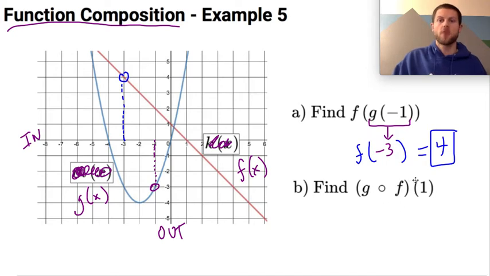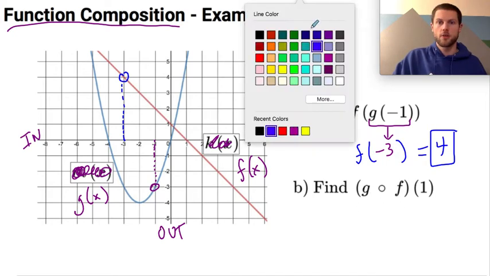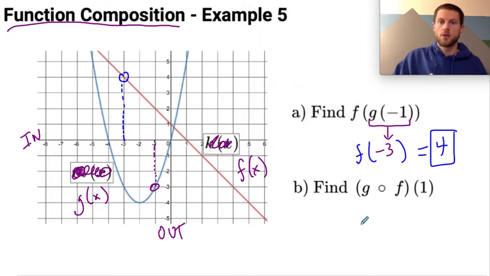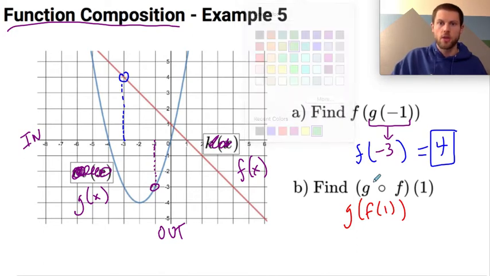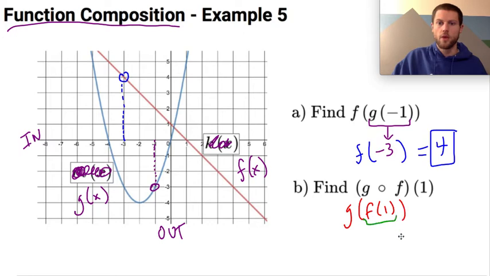Let's talk about what g of f of 1 is. The first thing I'm going to do is rewrite this using a different notation, g of f of 1. And let's do what we did before. This time let's go with green, and let's find what f of 1 is. For f of 1, I'm going to look at the function f of x. I'm going to go to where the input is equal to 1 and look for my function. The output, or the y value, is equal to 0.